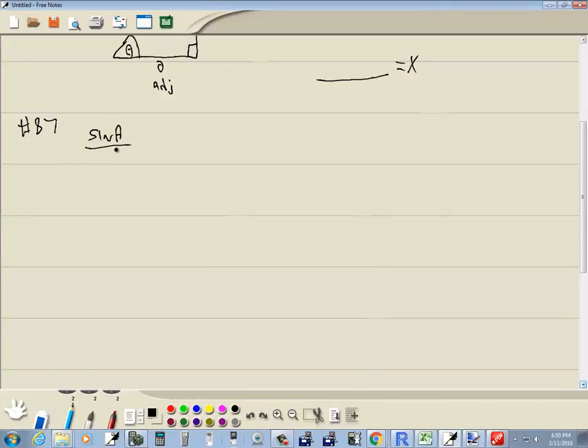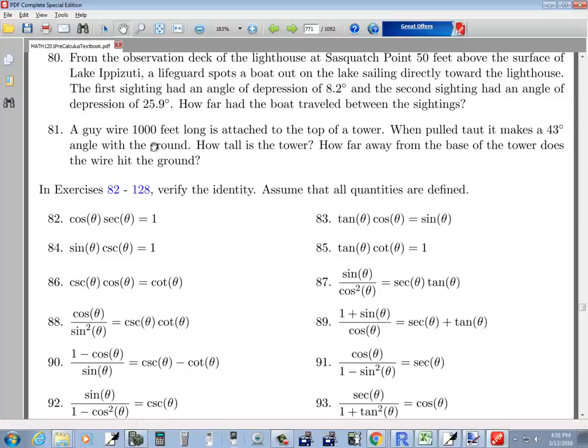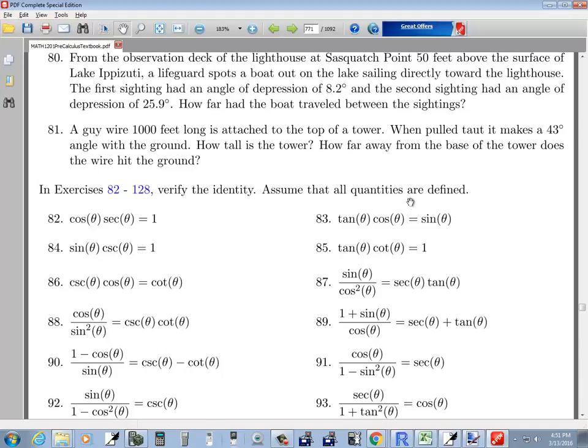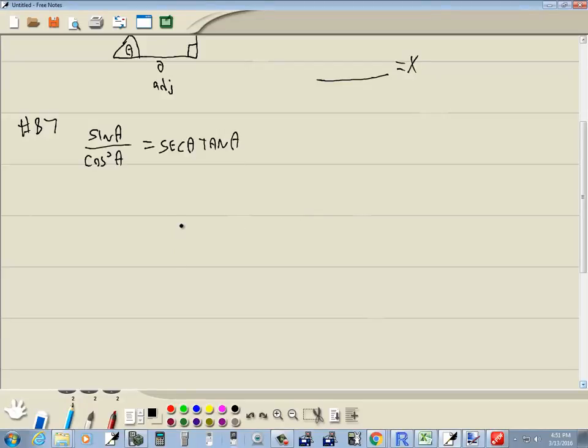Sine theta over cosine squared theta is equal to secant theta tangent theta. And it says verify the identity. What that means is you start with one side, and that's the only side you can manipulate. Well, it doesn't matter which side you start with. You usually start with the side that looks the hardest to you. So I can start with the left side here. That looks kind of hard.